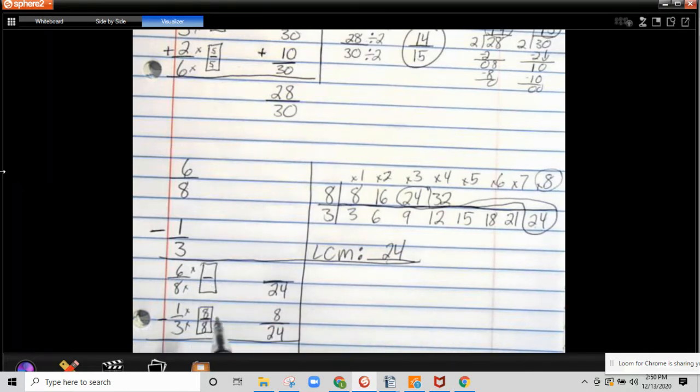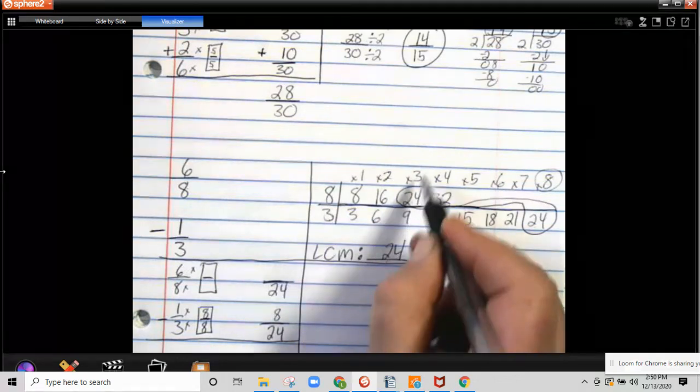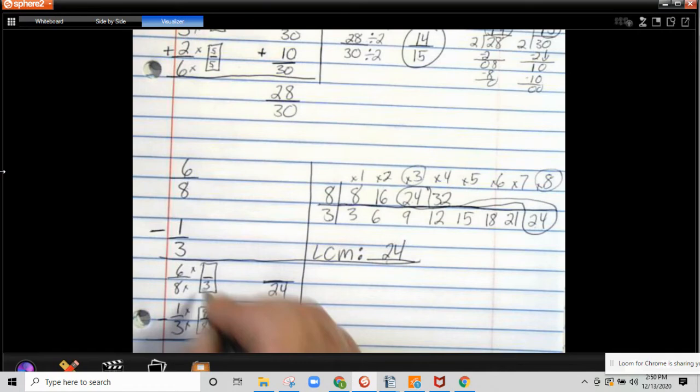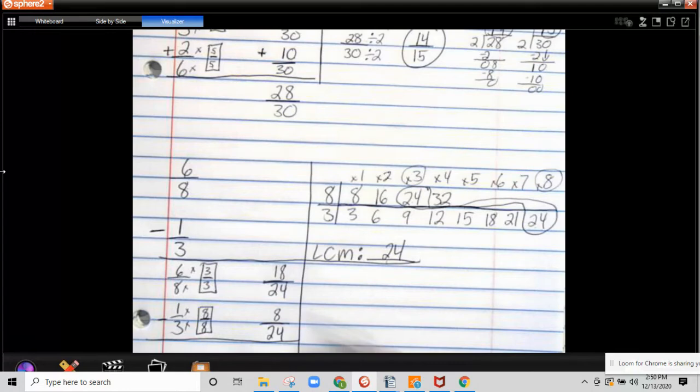This special box, how do I get from an 8 to a 24? Well, let's come up here. 8 to 24, I had to multiply that times 3. If I multiply it in the bottom box, I'm going to multiply it in my top box. 6 times 3 is 18.